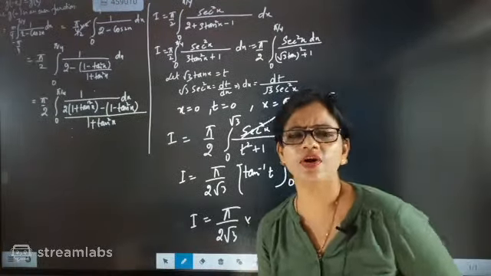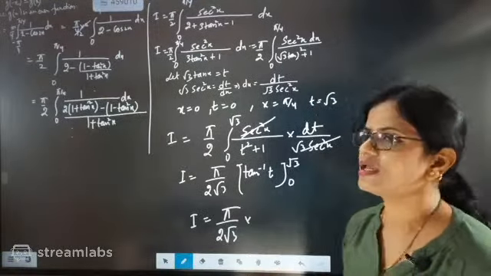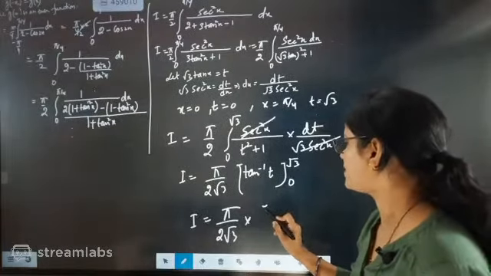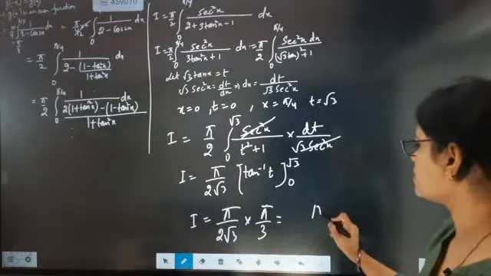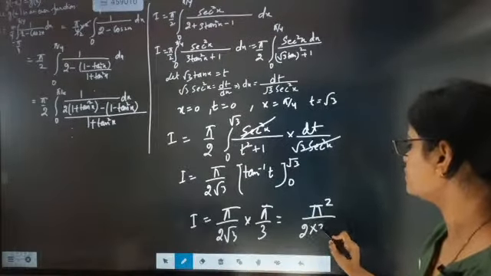Tan inverse root 3 is what degree? Pi by 6 or pi by 3? Pi by 60 degree, na. So pi by 3. So it is exactly going to be pi by 3. So pi by 3, you multiply. So it is exactly going to come as pi square by 2 into 3.